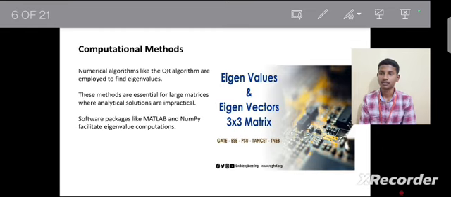Computational methods. Numerical algorithms like the QR algorithm are employed to find eigenvalues. These methods are essential for large matrices where analytical solutions are impractical. Software packages like MATLAB and NumPy facilitate eigenvalue computations.